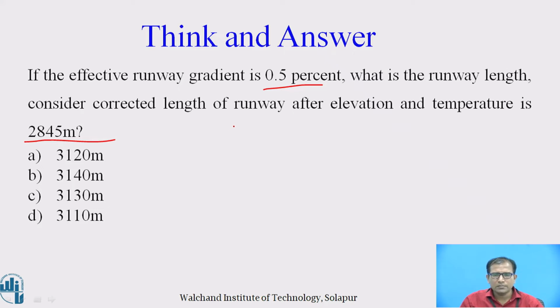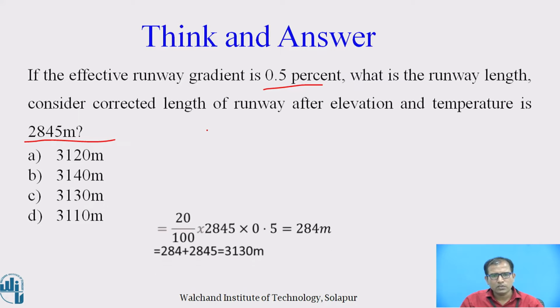We know what correction we are going to apply for the gradient correction. Out of these 4 options, I hope you are able to calculate the correct answer. The correct answer is: we know that 20% for every 1% rise of the effective gradient. In that case, 0.5% is given as the effective gradient. So for that, for 2845 meter, how much is the length? For that, 284 meter is the correction, and you add 284 to 2845.